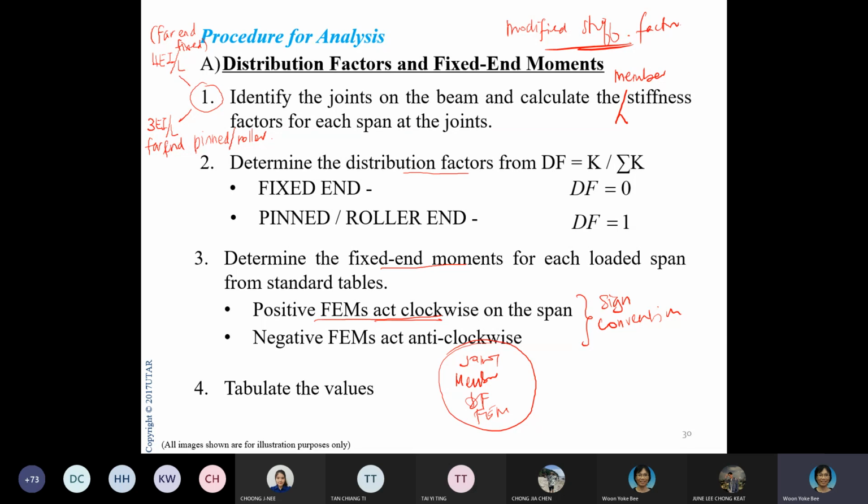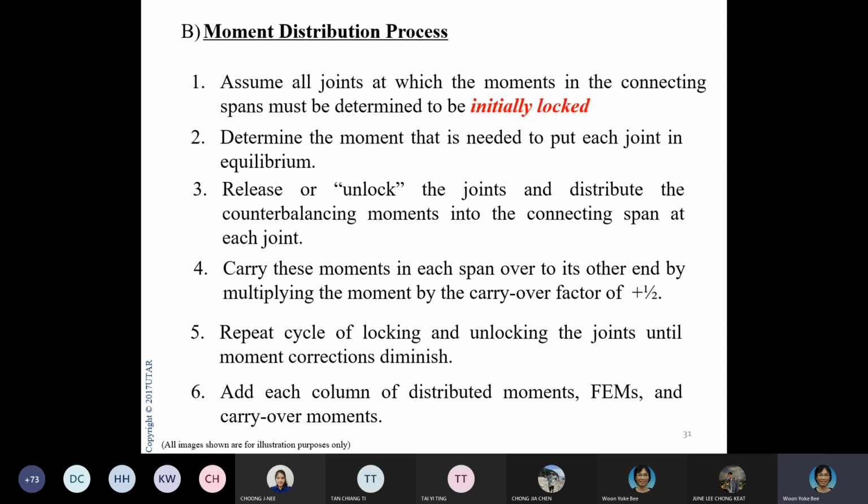Once you finish your FEM, then remember, you will need to release it. You assume that to get your FEM, all the joints at which the moments must be determined, you lock. So that is why all our internal joints are locked. Then you determine the moment that you need to put each joint in equilibrium. This is the part where you're actually releasing it. So you release and unlock the joints, you distribute it to each and every member that is connected to the joint.